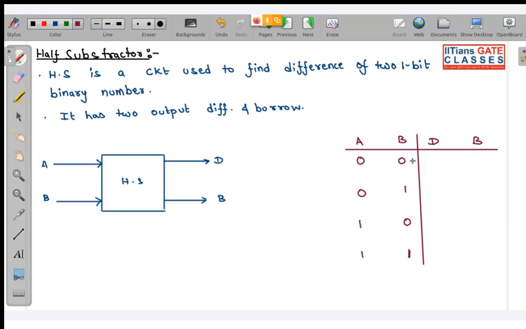So 0 minus 0, difference will be 0, borrow will be 0. Now look, if I subtract 0 from 1, what I need to do is take a borrow, and I will place it over here. So 1 minus 1 will be 0, and borrow will be 1. So difference is what? Difference, sorry.